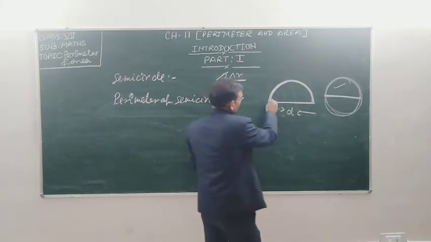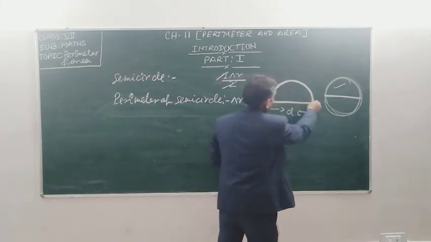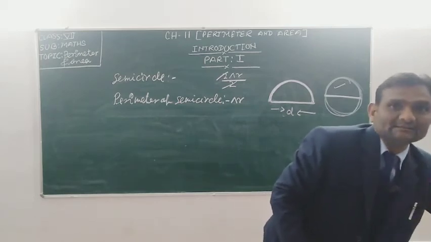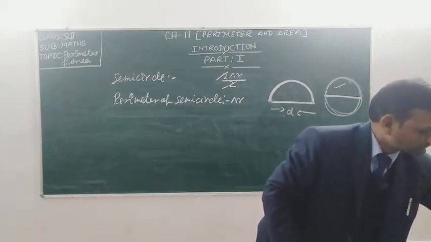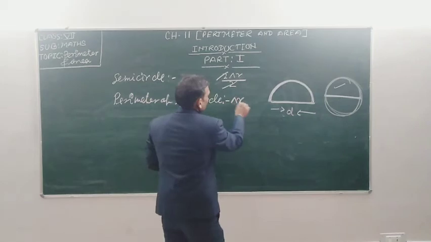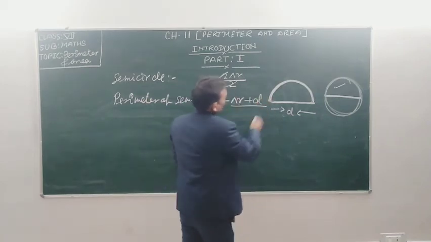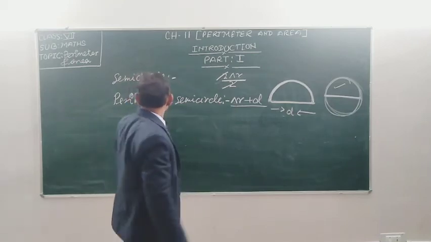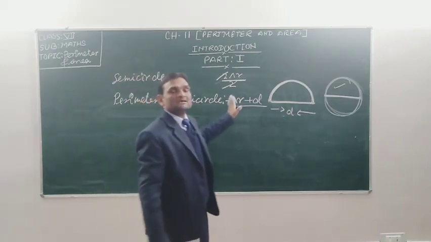So this is the half distance. But this line is included in this semicircle. So you have to write for this line. This is the D. So pi r plus D, this is the perimeter of the semicircle.